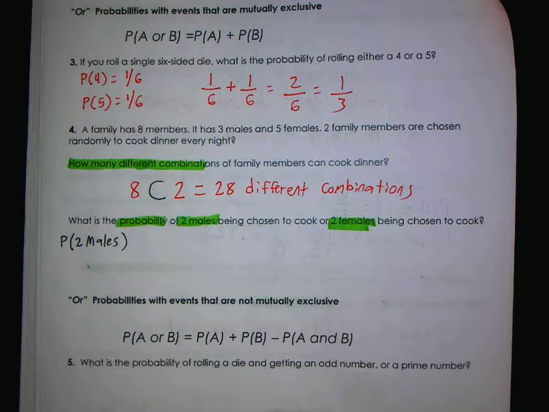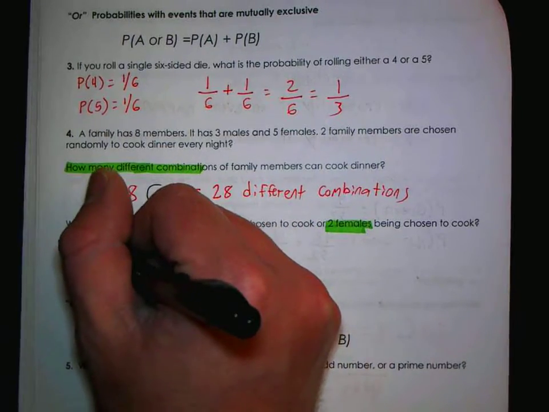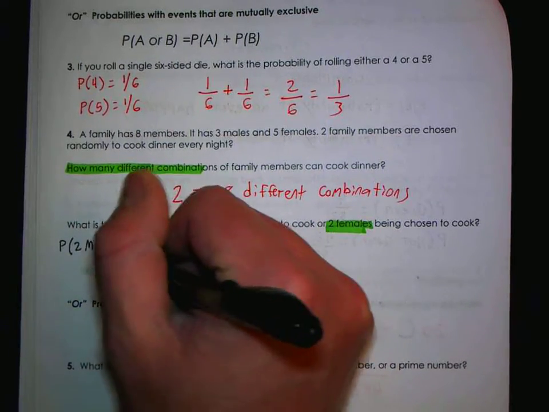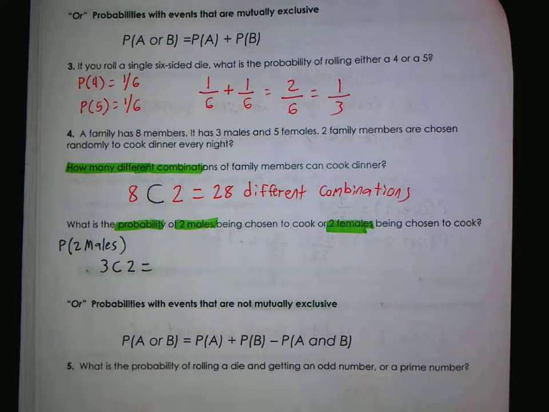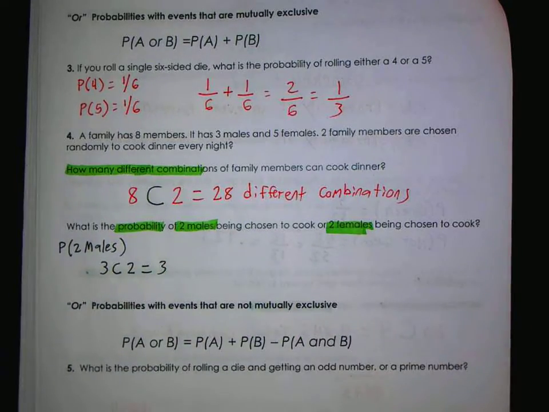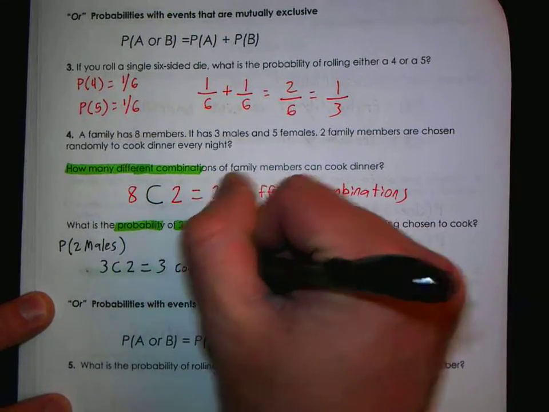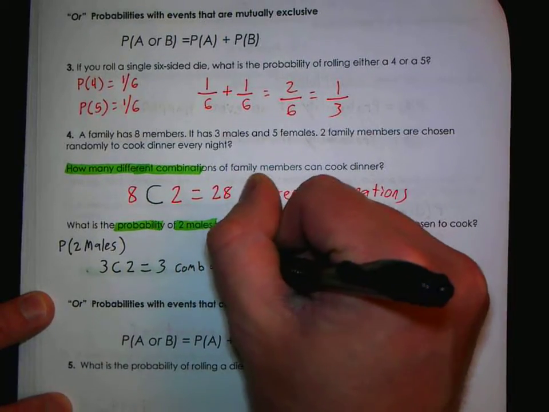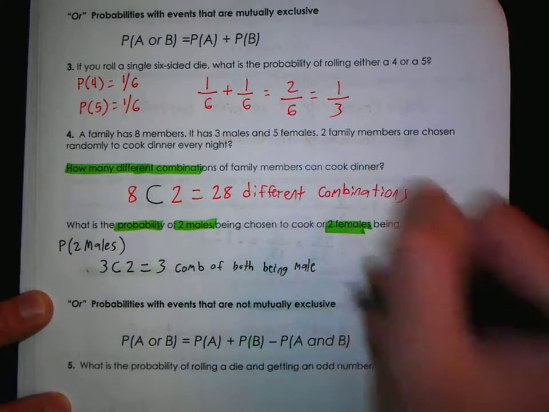How many total males are there? And you're picking how many? 2. Which means no females, because there's only 2 people. So if you do 3C2, you get 3. There's 3 combinations of both being male. Does that make sense?